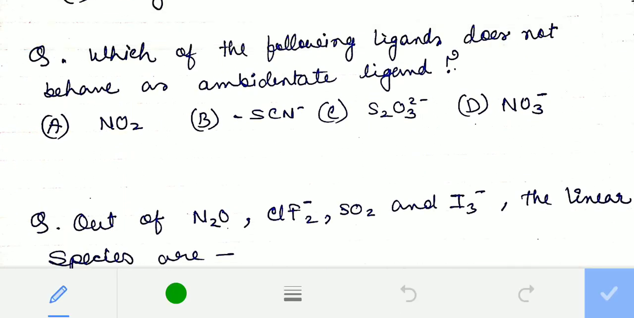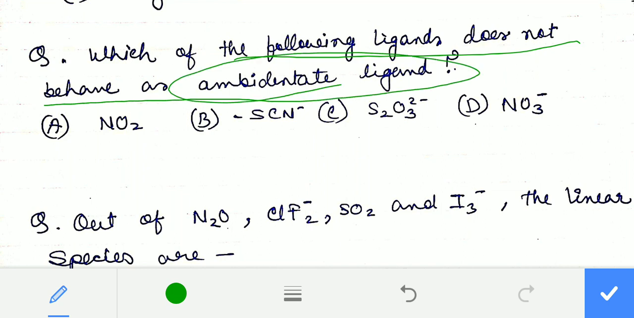Which of the following ligands does not behave as an ambidentate ligand? Now, before moving to the options, you should know what an ambidentate ligand is. Ambidentate ligands are those which have more than one donor atom. Now in option A, it is given NO2, and we know that NO2 has two donor atoms.